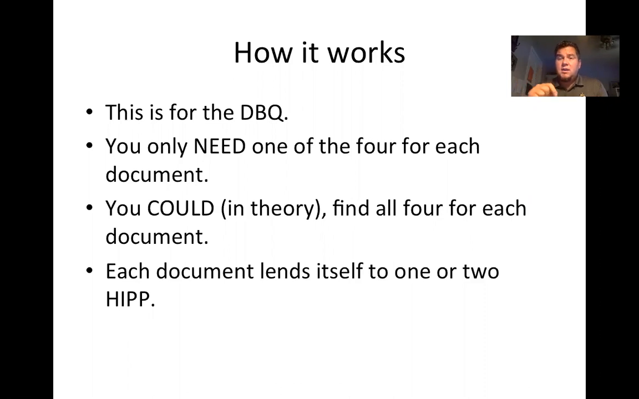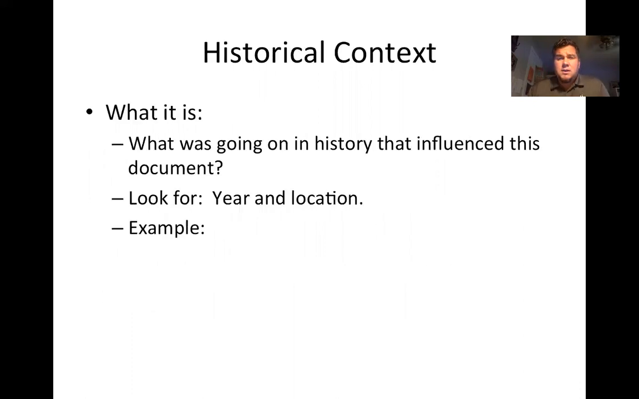You only need one. When a grader or a reader is grading your essay, they look, and if they see point of view, it's like check, you have 1 HIPP. If they see another point of view, check. It doesn't have to be spread out. So if you are really good at point of view, or you're really good at historical context, you could potentially get all the points and not use any of the other 3. You could, in theory, find all 4 for each document. Some kind of lend themselves to certain skills and others don't. I'm going to kind of show you how that works.